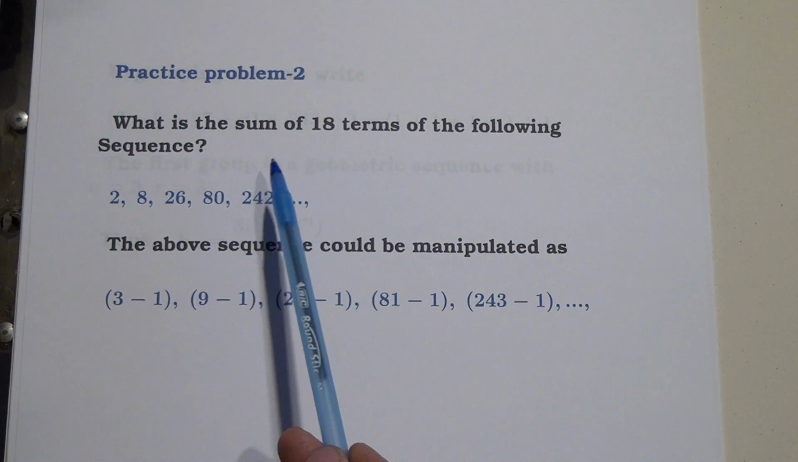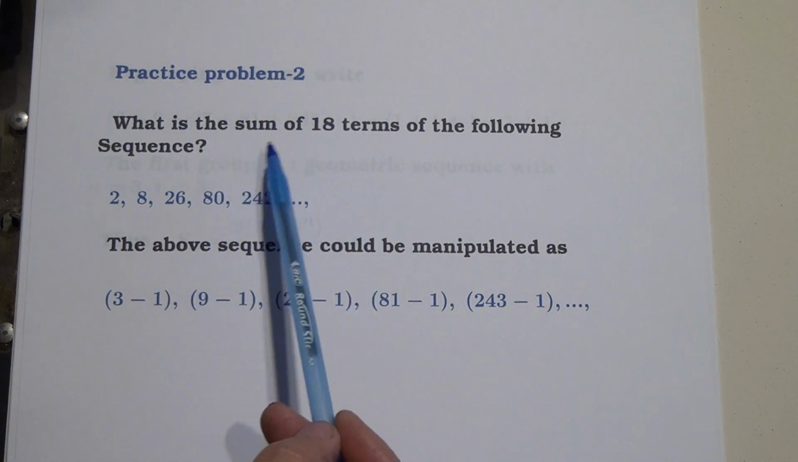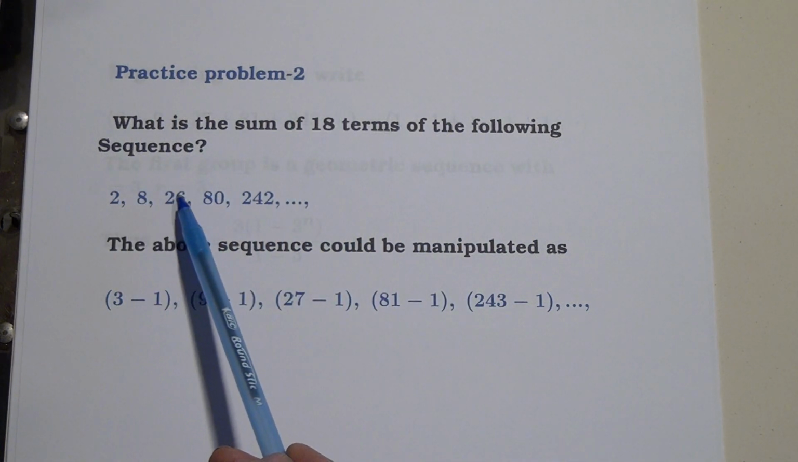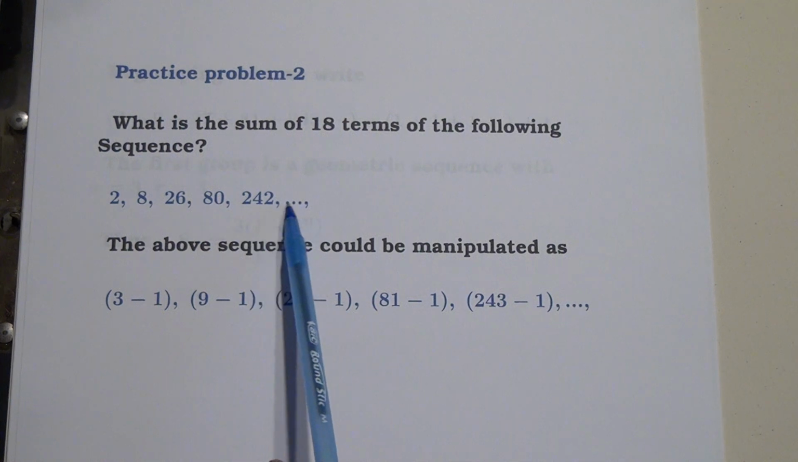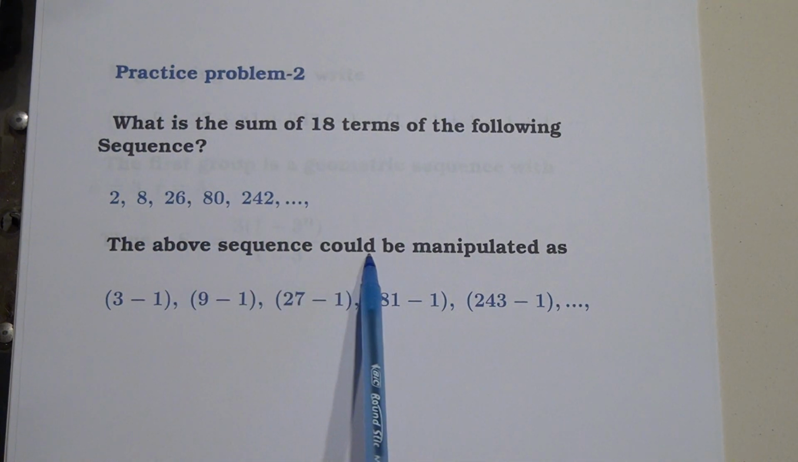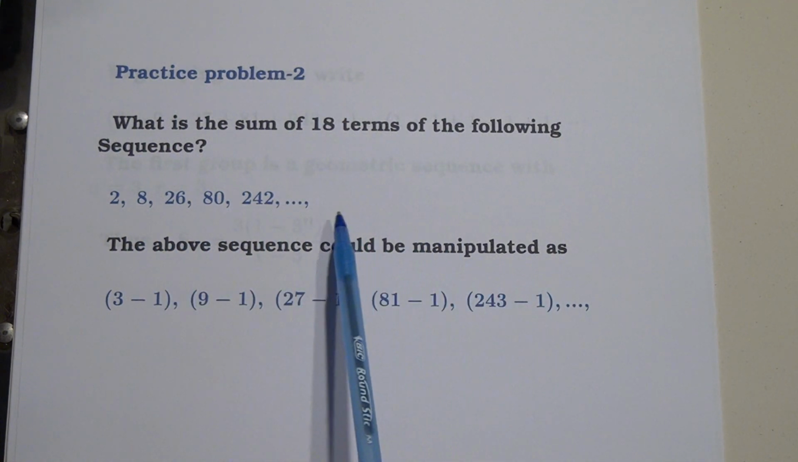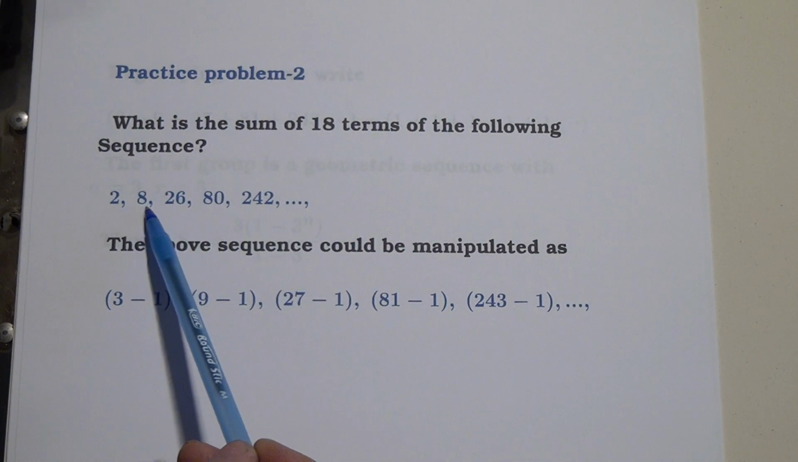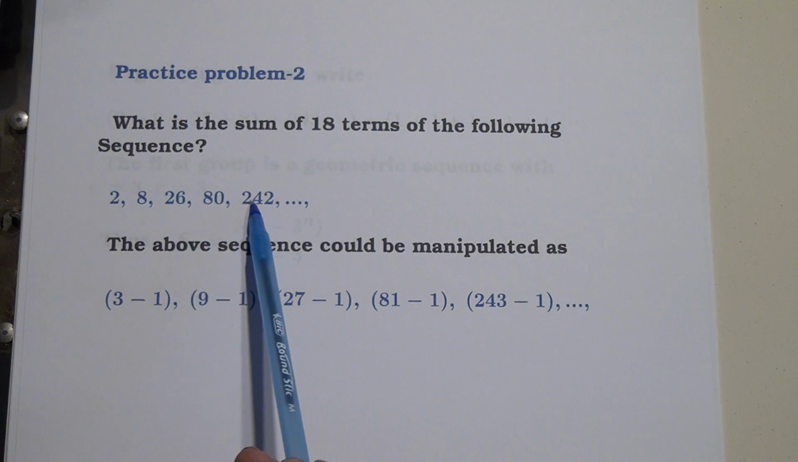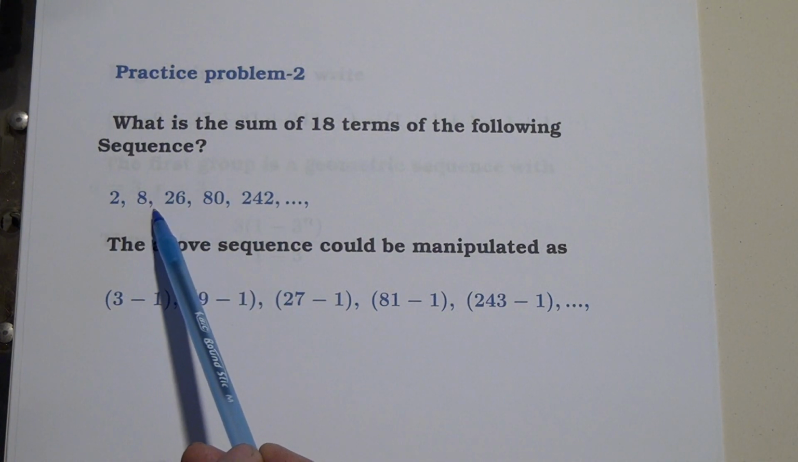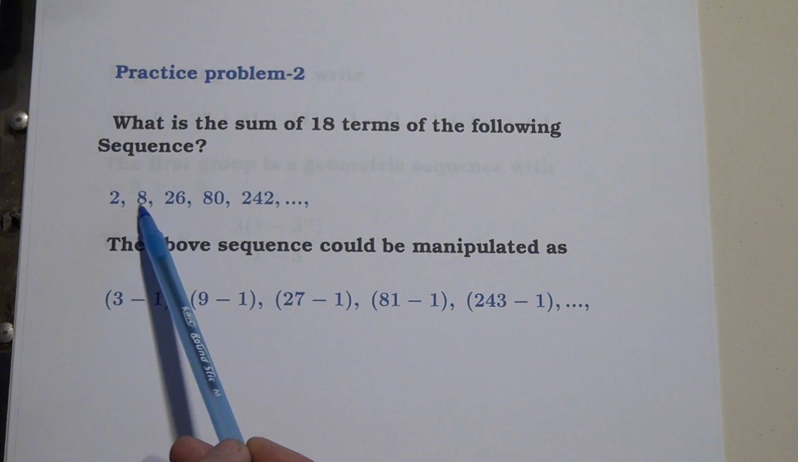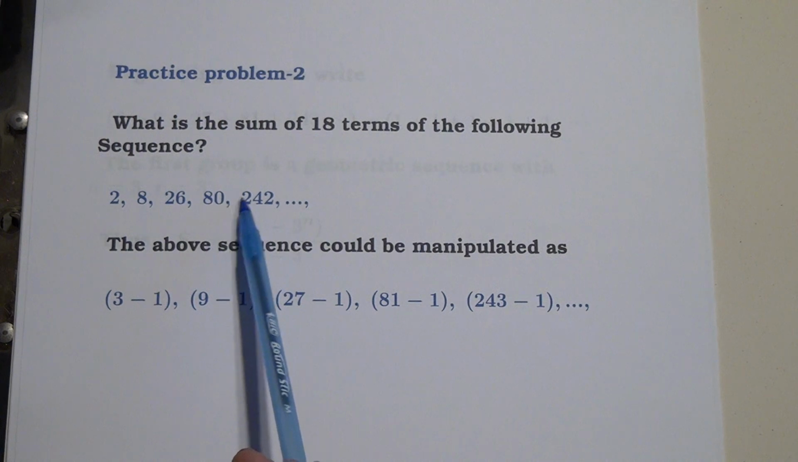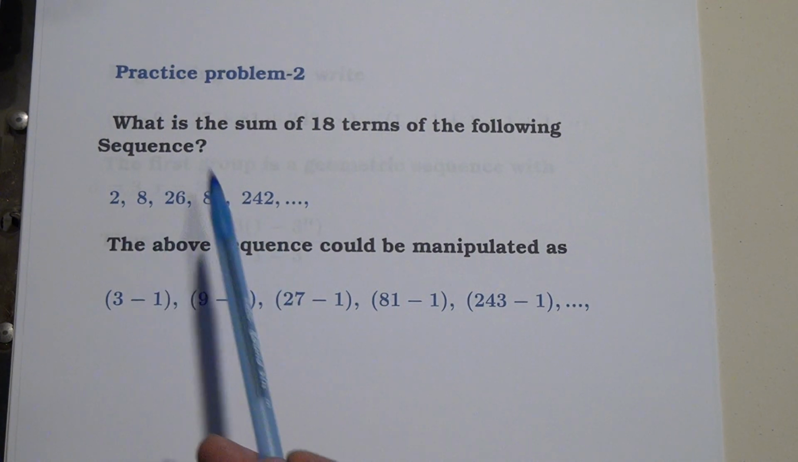Now let's go over practice problem 2. What is the sum of 18 terms of the following sequence? 2, 8, 26, 80, 242. The above sequence can be manipulated, as we practiced with practice test 1: 2, 8, 26, 80, and 242. You may get some idea. Something like multiplying by 3 with some right value may come out very similar. So we try with 3.